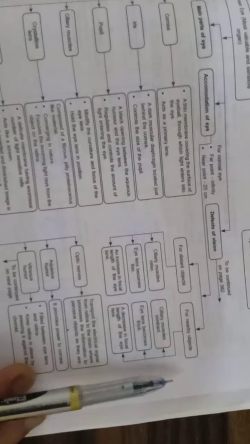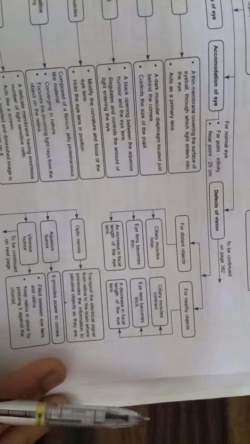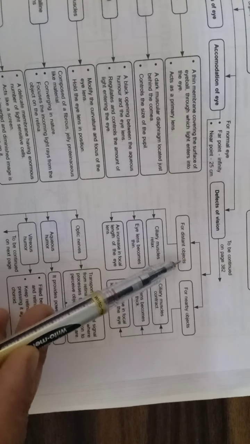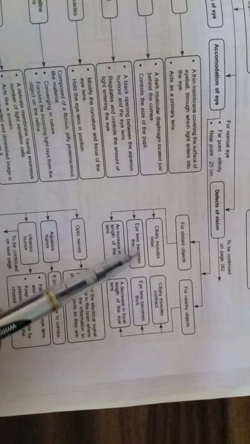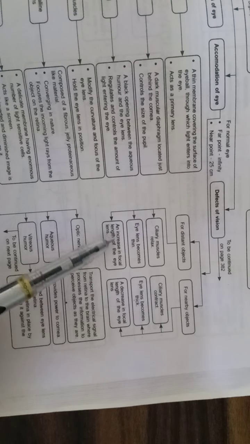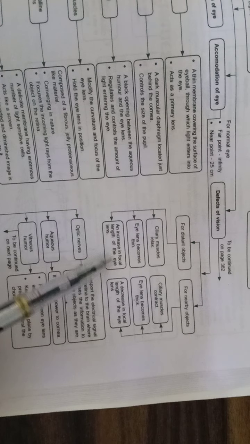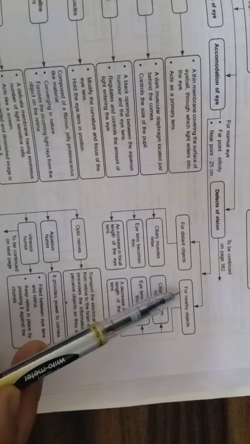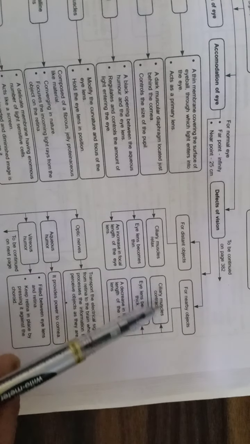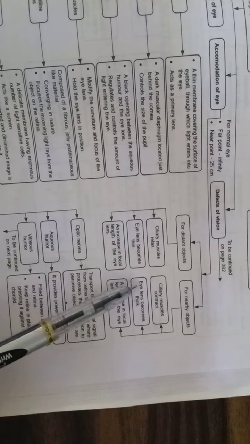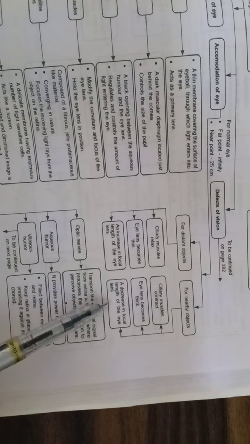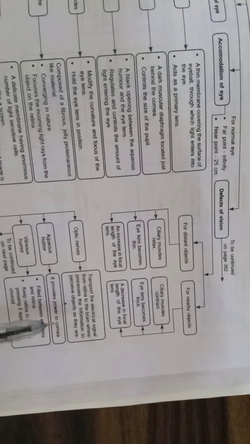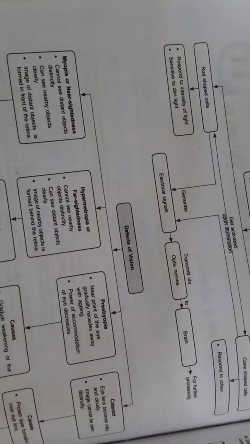And when we want to visualize a distant object, the ciliary muscles are relaxed and the eye lens becomes thin, and there is an increase in the focal length of the lens. Okay, when we want to see a near object, the ciliary muscles contract, the eye lens becomes thick, and there is a decrease in the focal length of the eye lens. These are the functions of the eye lens, how it can adjust the focal length.